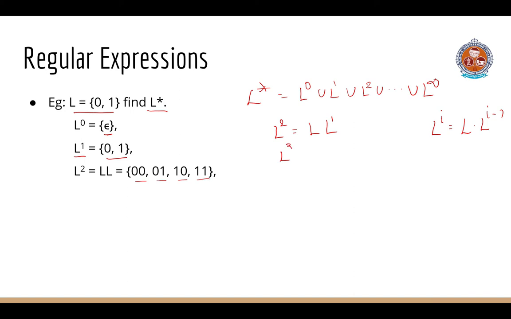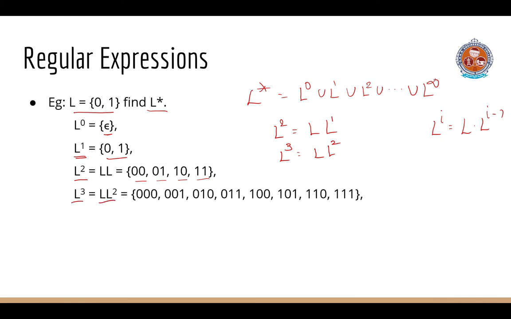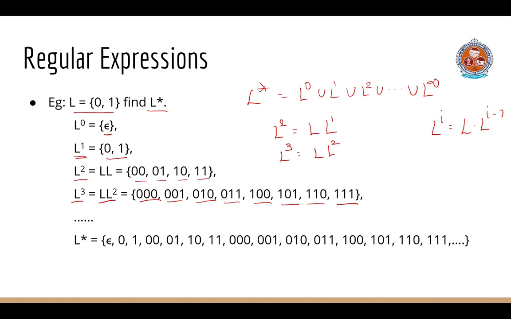So next one is L power 3. Simply it is L concatenation L power I minus 1, means 3 minus 1, that is 2. So now concatenate L and L2, that is nothing but L3. So L3 is equal to L concatenation L2, and the strings will be 000, 001, 010, 011, 100, 101, 110, 111. So in this way, we can construct the Kleene closure for L. So next you construct L power 4 and so on up to L power infinity. So now finally we'll get L star, that is nothing but epsilon, 0, 1, 00, and so on. So like this way we need to calculate the Kleene closure for the language.